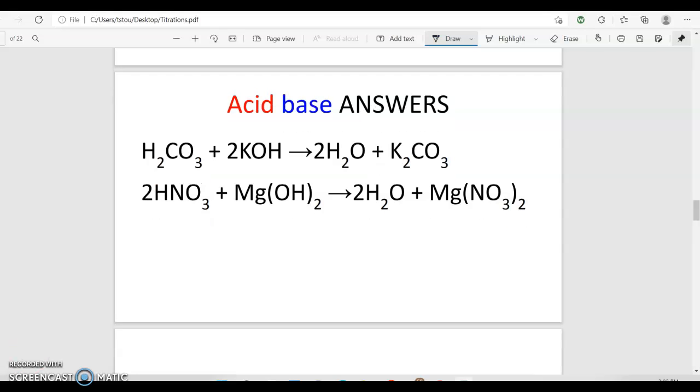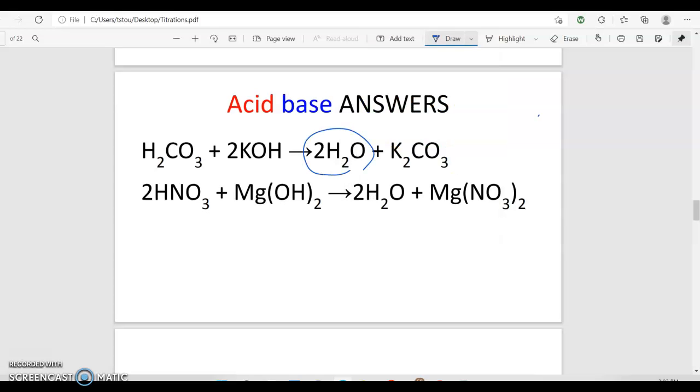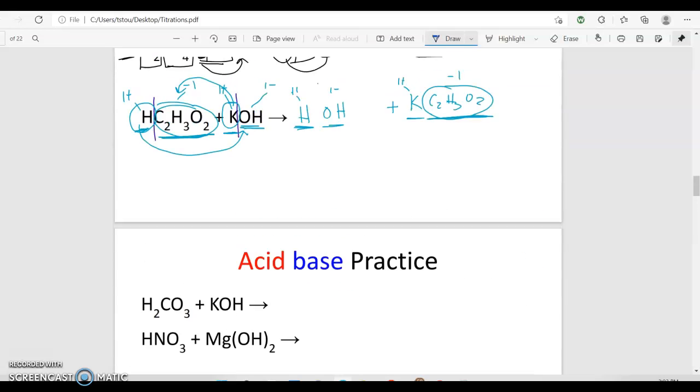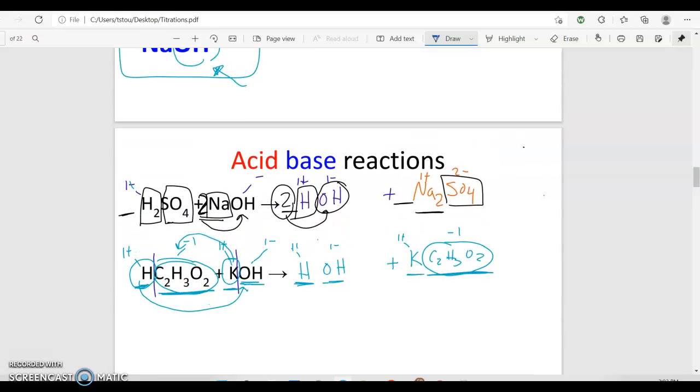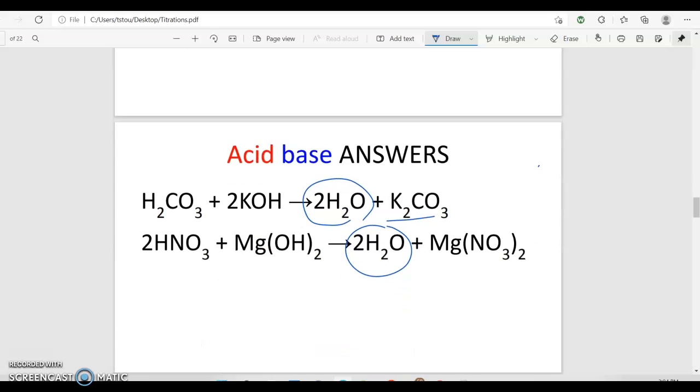All right, here are the answers. One thing you should notice that is in common every single time is you're always going to make water. That was true for these up here. Water and water. You can write water as HOH or H2O. I write it as HOH because it balances easier. And the other thing you make is an ionic compound. An ionic compound is a compound that has a metal and some other anion attached to it.